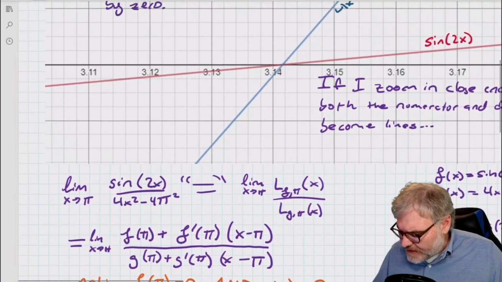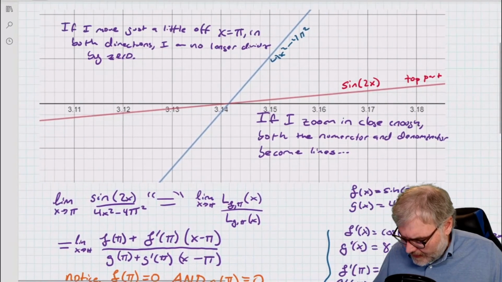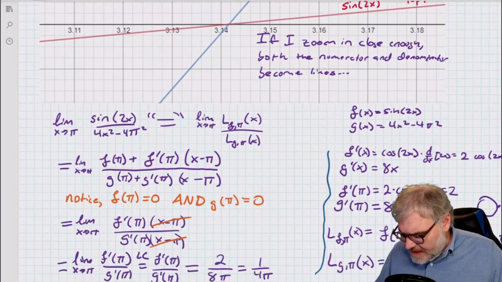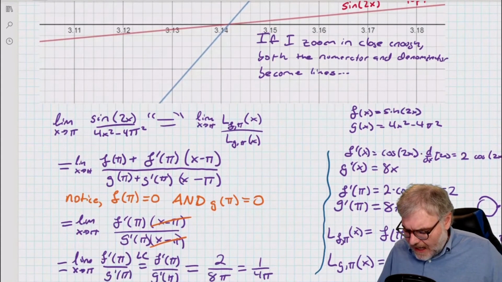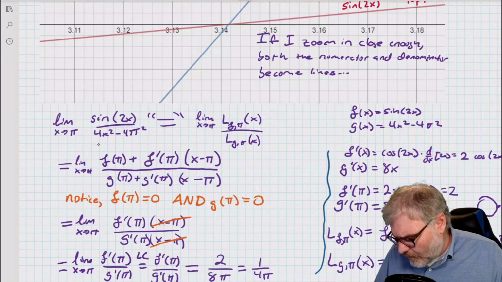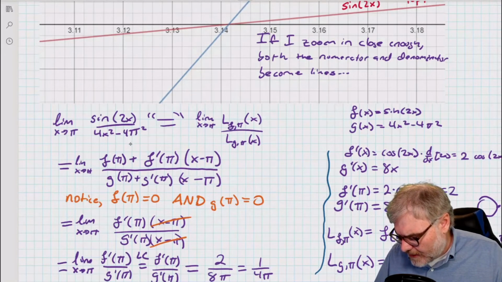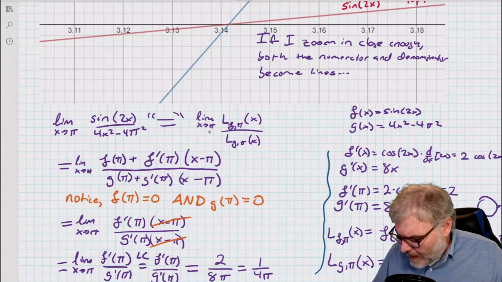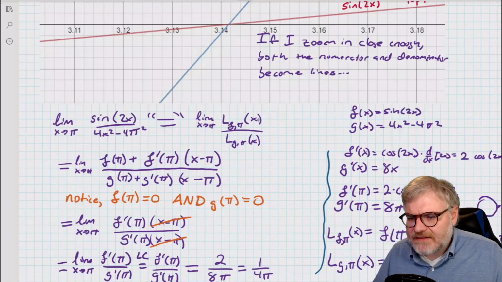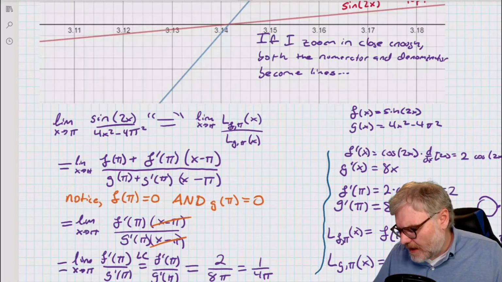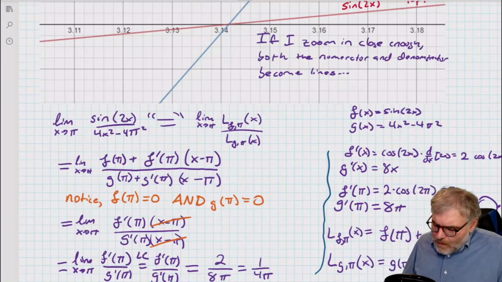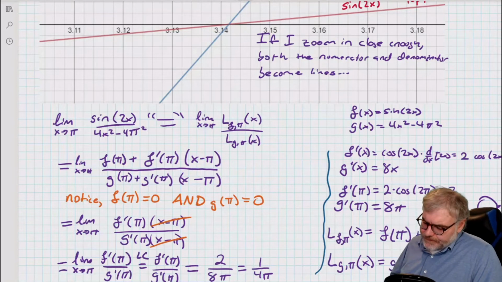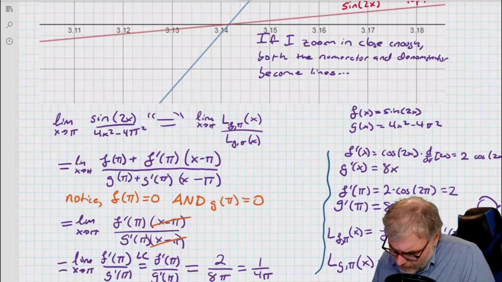So again, if I zoom in close enough, both the numerator and the denominator become this. So what I'm going to say is that the limit as x goes to pi of sine of 2x over 4x squared minus 4 pi squared is close to the limit as x goes to pi of L of f at pi of x over L of g. So I want the linearization of f over the linearization of g. Well, what happens when I do this?